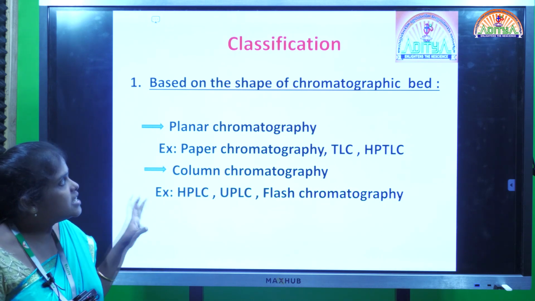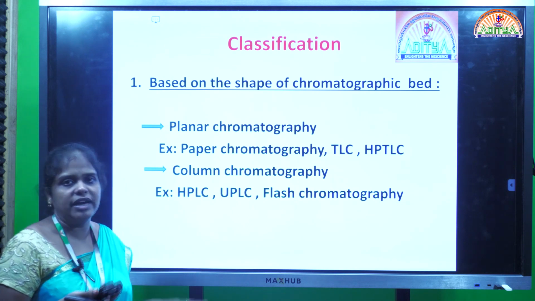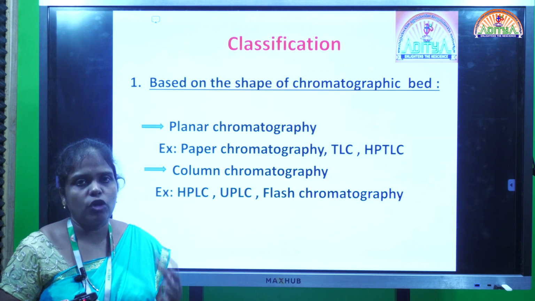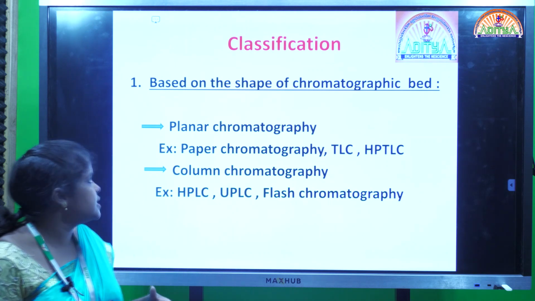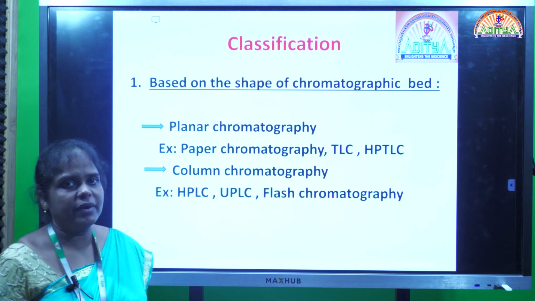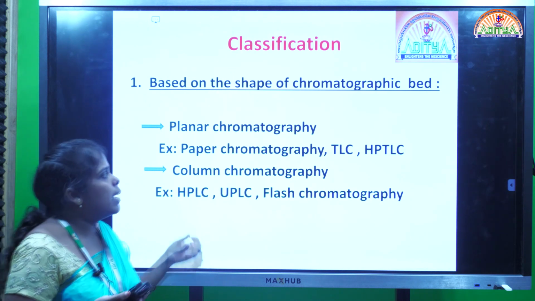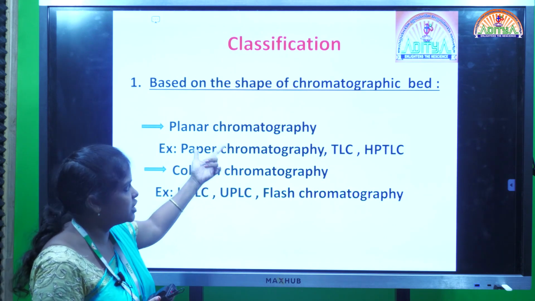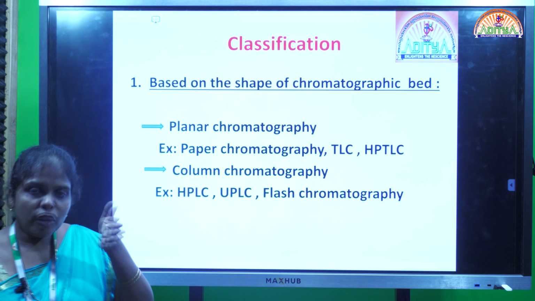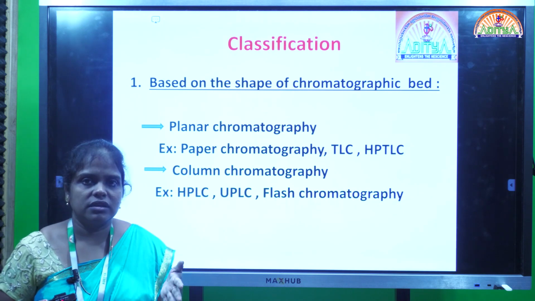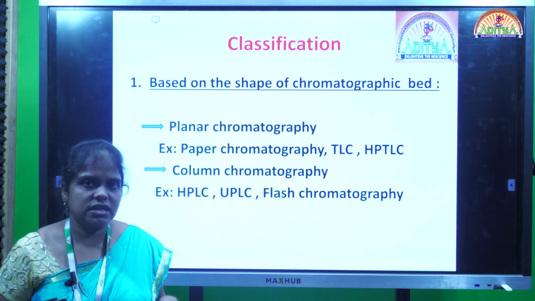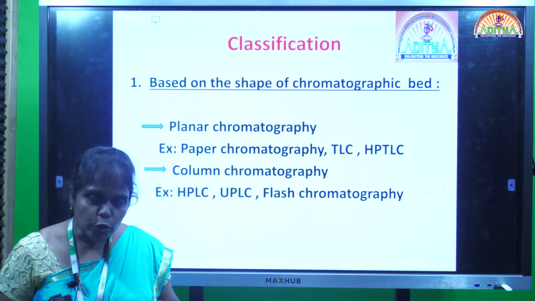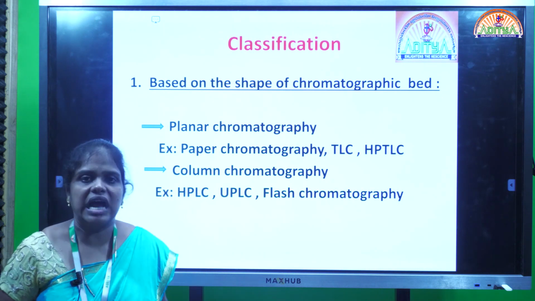First one is based on the shape of the chromatographic bed. That means if you are using paper for separation of the compounds, then it is called planar chromatography or paper chromatography. Best examples are paper chromatography, TLC, HPTLC. Why these come under planar chromatography is because the shape of the chromatography system you are using is a planar structure. That means we will use paper, or an aluminum sheet, or a glass plate.